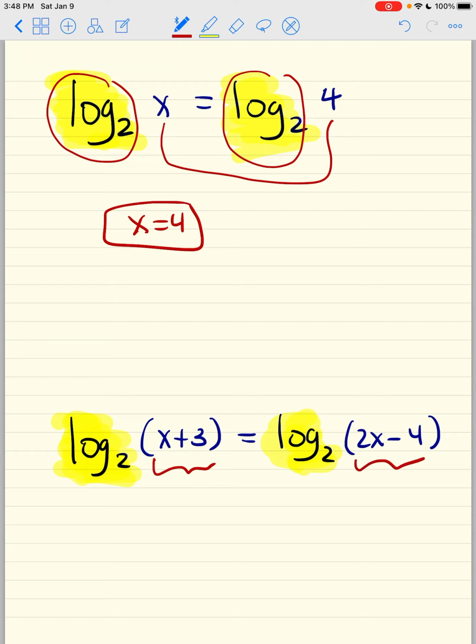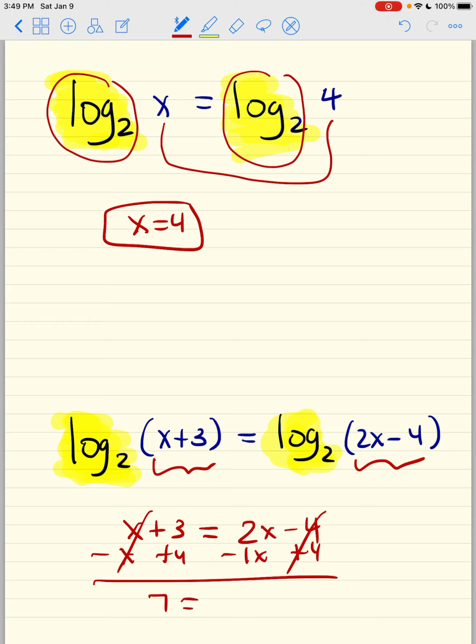You take this, you set them equal to each other. Think about it. The highlighted parts are already equal. What's not equal? The blue parts. So I'm going to minus x. I'm going to add 4. And then I have 7 is equal to 1x. And then you're done. Think about it. Put 7 back in there. 7 plus 3 is 10. 2 times 7 is 14 minus 4 is 10. They match. Excellent.